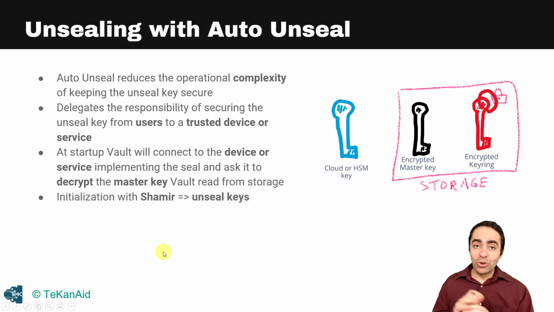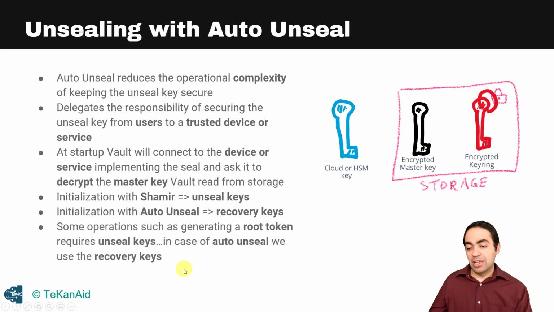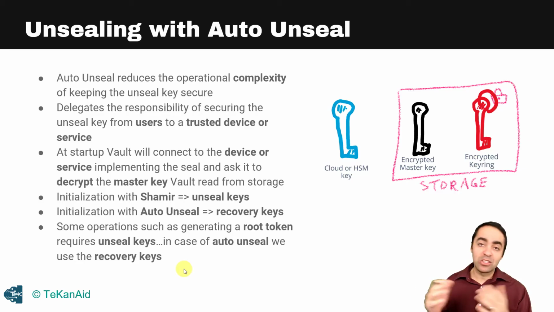A couple things to note: when you're initializing Vault with Shamir, you end up with unseal keys. When you initialize Vault with auto unseal, you end up with recovery keys. The reason for unseal keys and recovery keys is also that there are some operations, such as generating the root token, that require the unseal keys in the case of Shamir, or recovery keys in the case of using auto unseal.